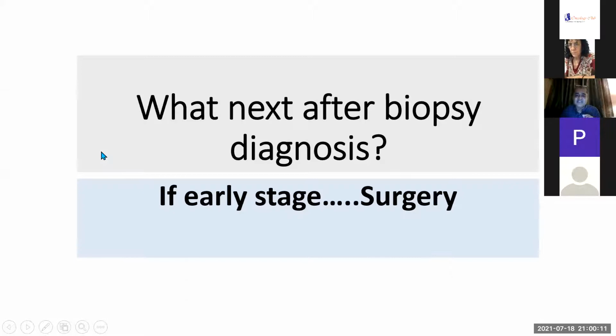So what happens after a biopsy diagnosis? If it is an early stage cancer, suspected by the clinician as well as on MRI findings, surgery is the mainstay of treatment for cervical cancer.